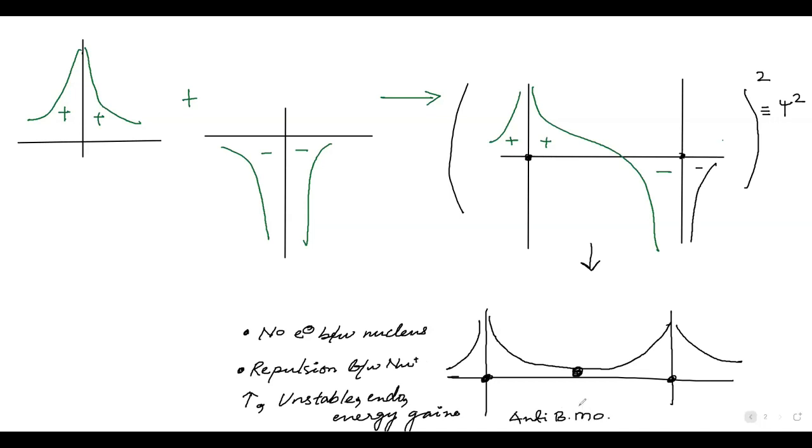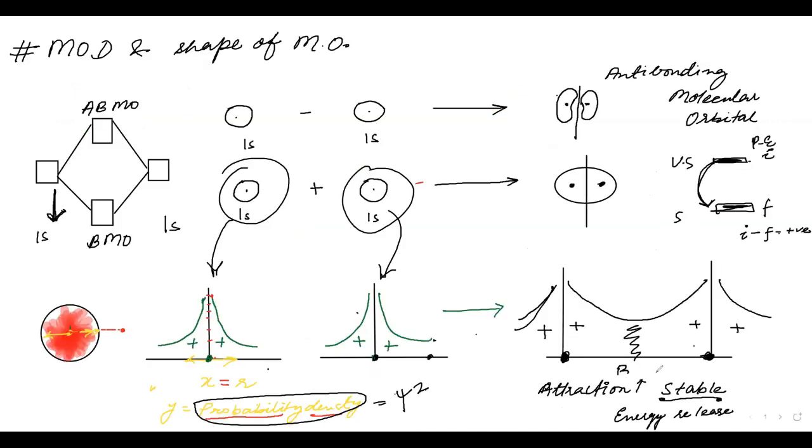And that is why this is called the anti-bonding molecular orbital. And this is called what? This is the bonding molecular orbital. See, bonding molecular orbital, energy released. That is why downwards. Anti-bonding molecular orbital, energy gained. That is why upwards.